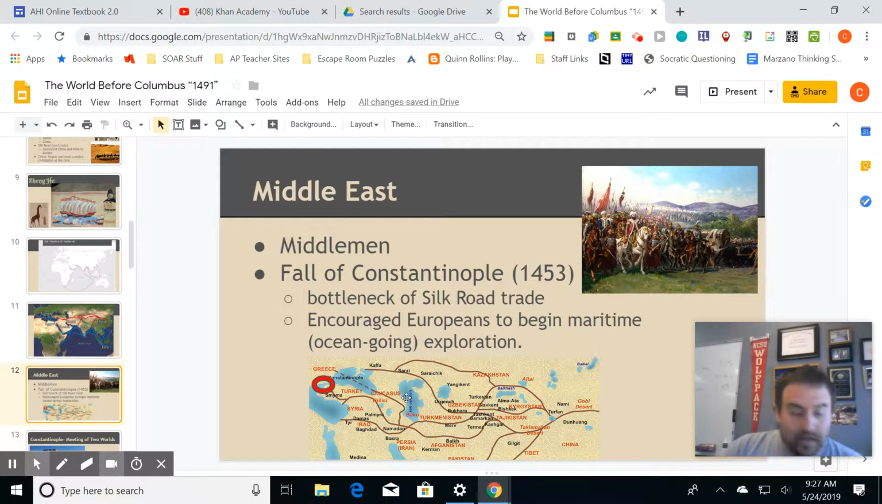If that city, and the city at this time is held by European Christians, but the Ottoman Turks are outside its door in 1453. If Constantinople falls, the Silk Road could be closed. And that's going to be the issue. All right. Spoiler alert, it does fall.